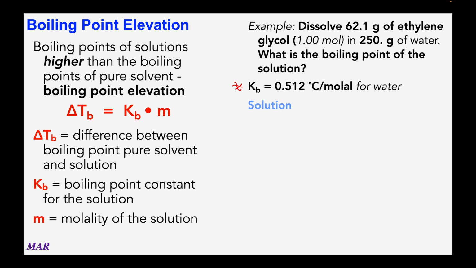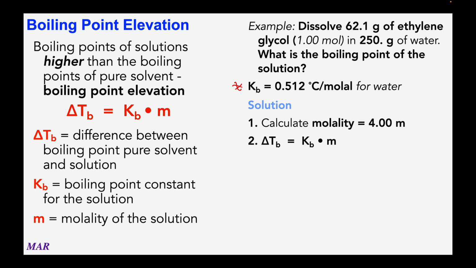So in this example, let's use that ethylene glycol and water example again: 62.1 grams, which was 1 mole, in 250 grams or 0.250 kilograms of water. And the question is, what's the boiling point of the solution? Now, you do have to look up a K value. K values are based on the solvent. So this is water, no problem. The value is 0.512. The units are weird. Don't worry about that.